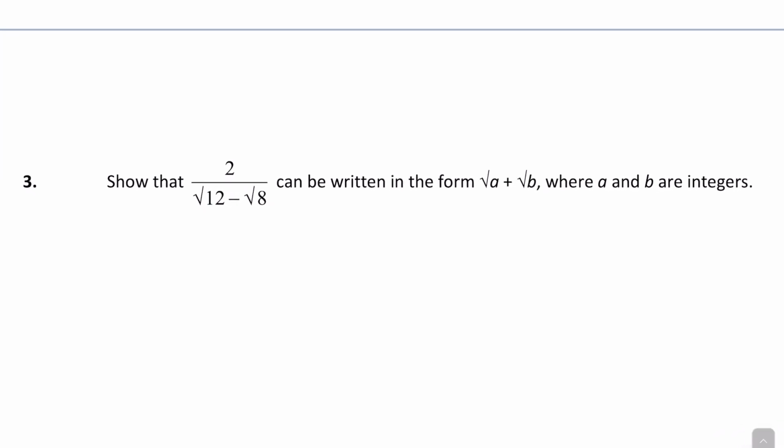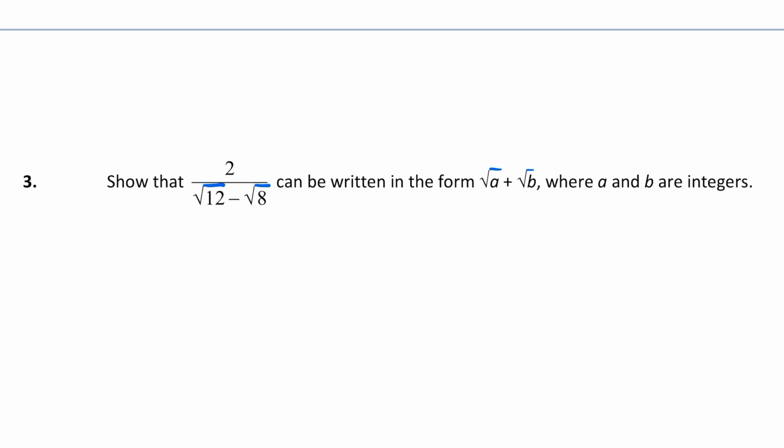Okay, next one. Show that 2 over root 12 minus root 8 can be written in the form root a plus root b, where a and b are integers. If this comes up in your test, they say you must show your working, because we won't have non-calculator tests as a rule at A level. So you'll have a calculator, but you will have to explain it along the way.